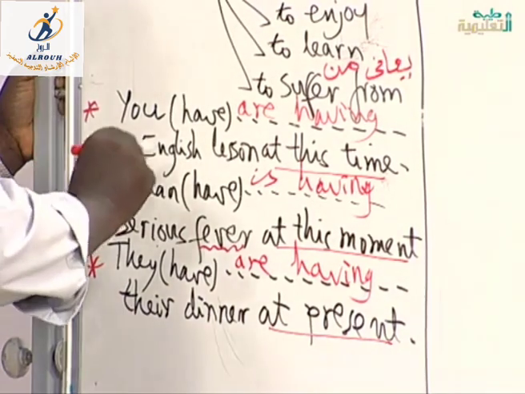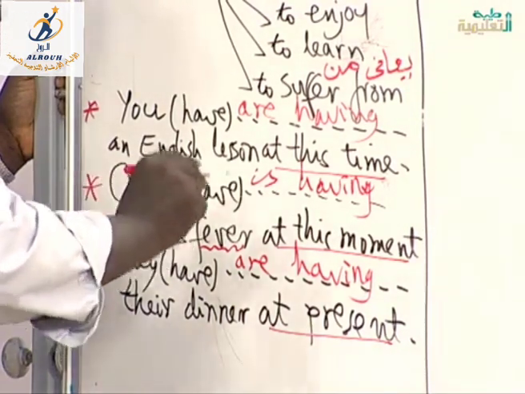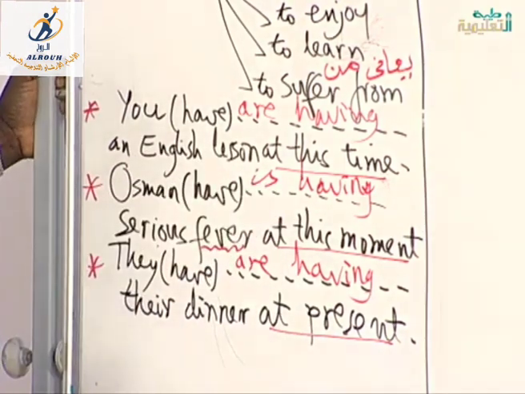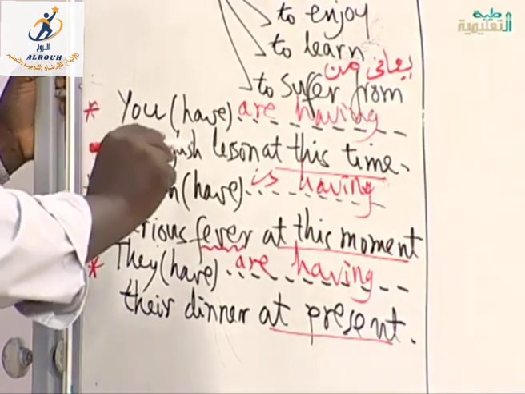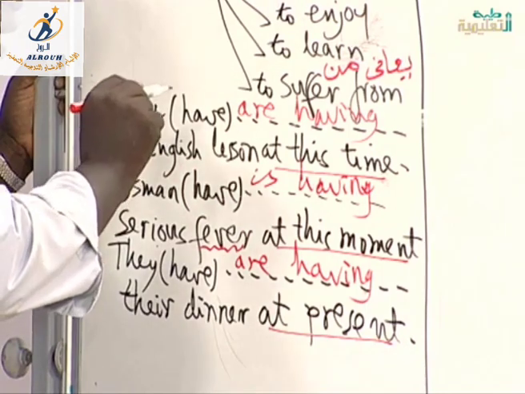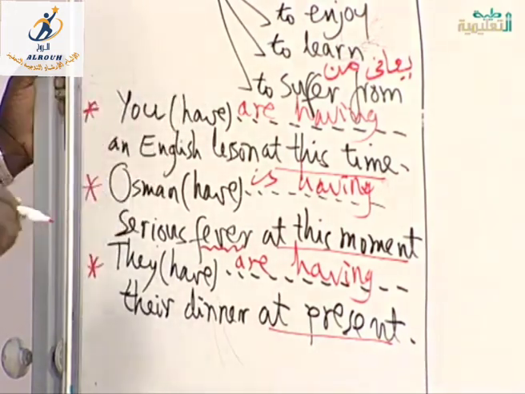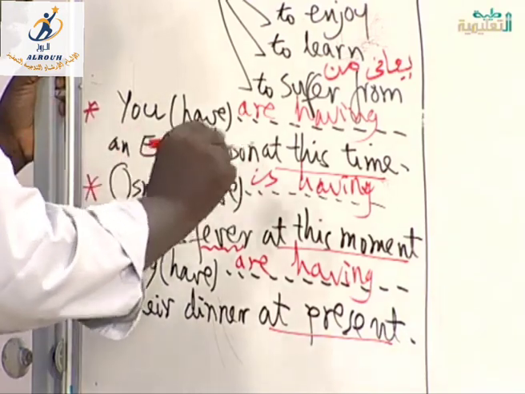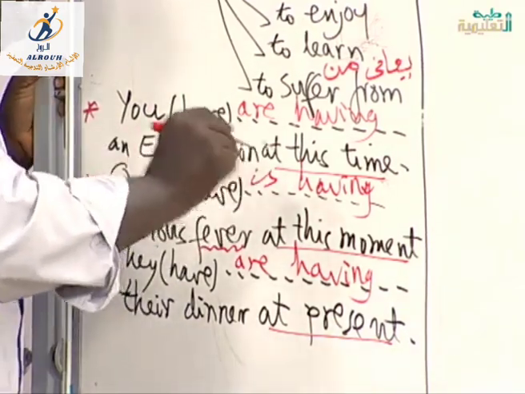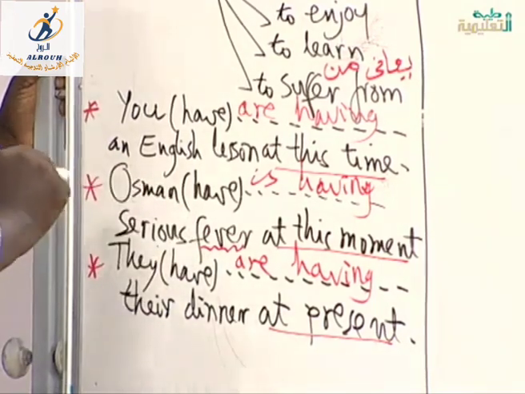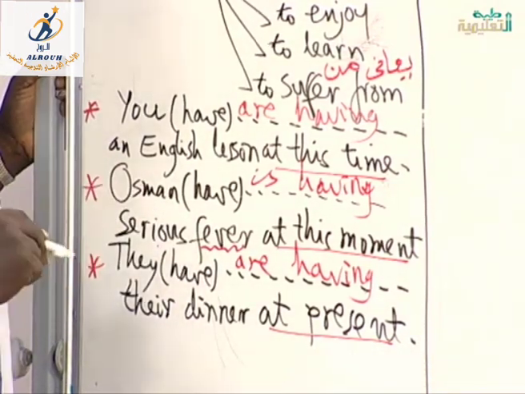The second example: Usman have dots serious fever at this moment. Of course, we have at this moment. This is an indicator for the present continuous tense. So we use it for the present continuous. Here have means to suffer from. In Arabic, we say يعاني من. So here we say, Usman is having serious fever at this moment. Of course, fever means حمى, and serious means dangerous. In Arabic, we say خطير.